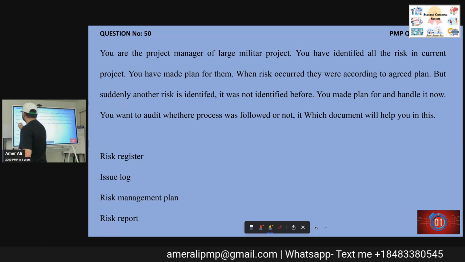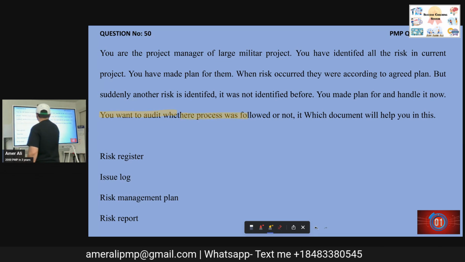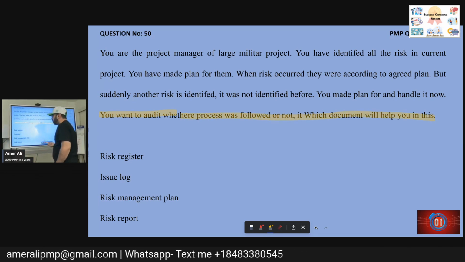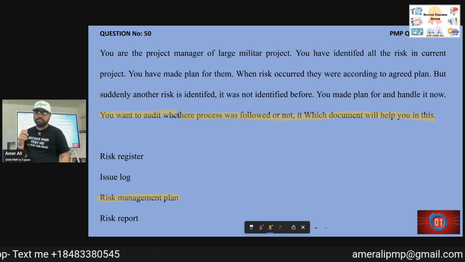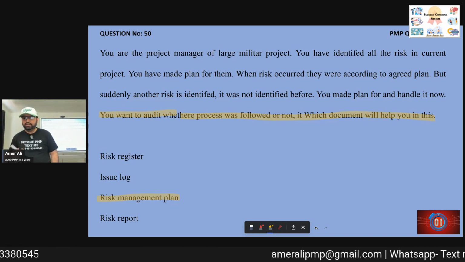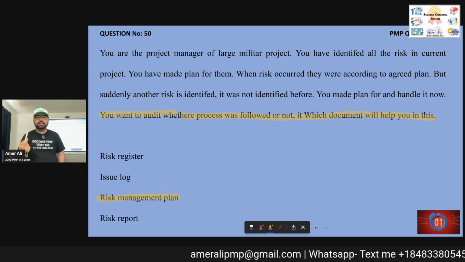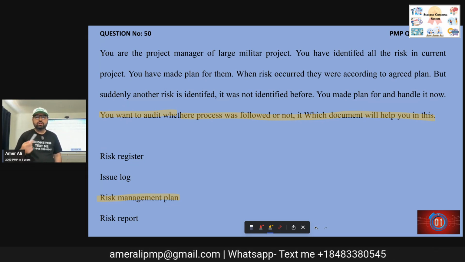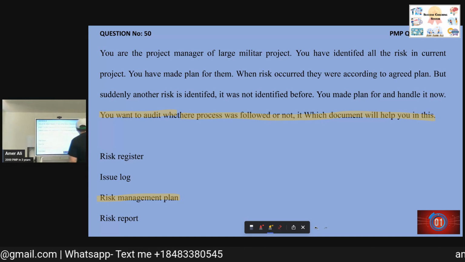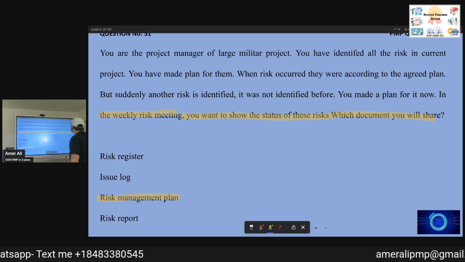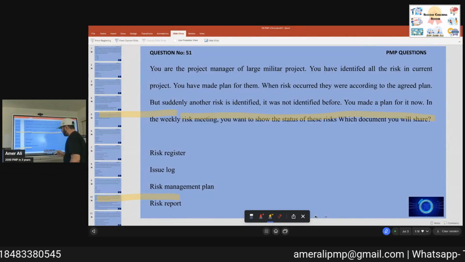The only question is this: you want to audit whether the process was followed or not. Process is talked about in the risk management plan. It has nothing to do with the risk register, issue log, or risk report. So C is your answer. So it was the 10 question answers that we wanted to solve today.